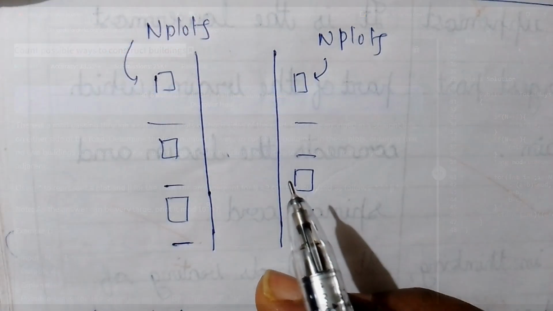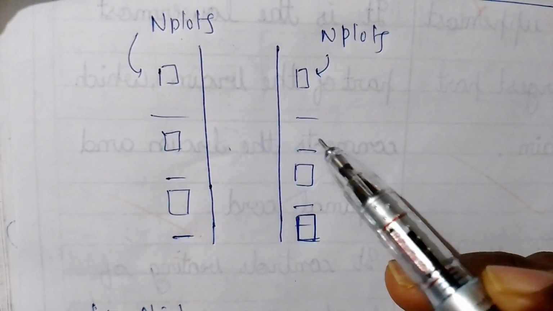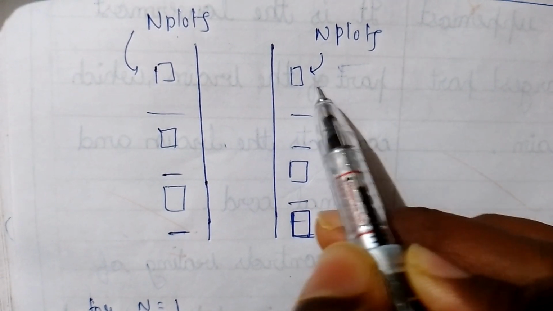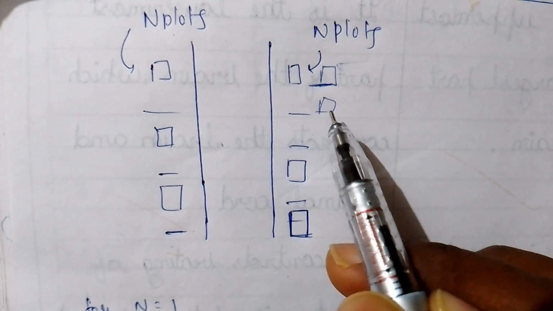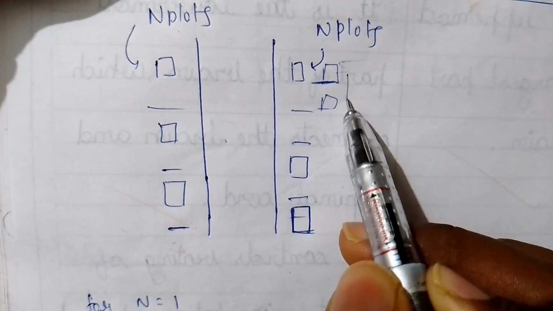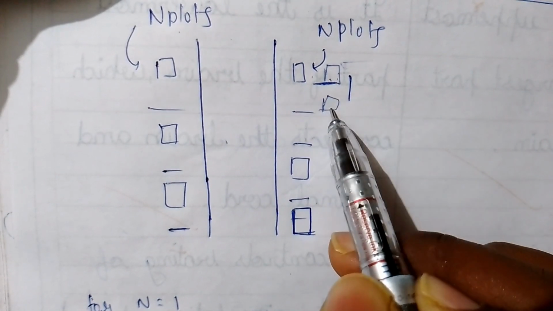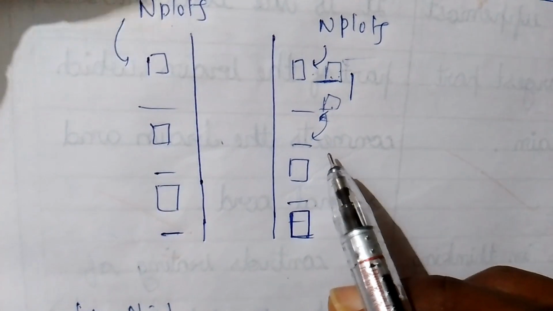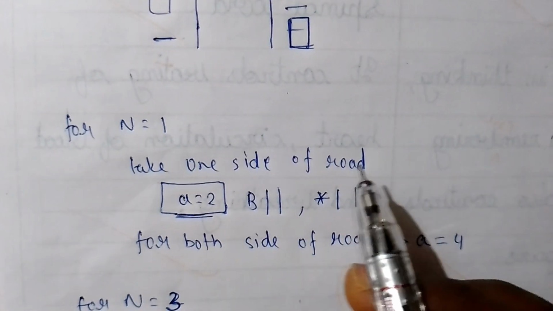As the question told us, there are n plots on both sides. The meaning of n plots on both sides is simply the positions where buildings can be made. But the condition is that buildings are not to be consecutive, meaning adjacent one by one. But spaces can be adjacent to each other. That's the whole condition. Here the examples are given by the problem.